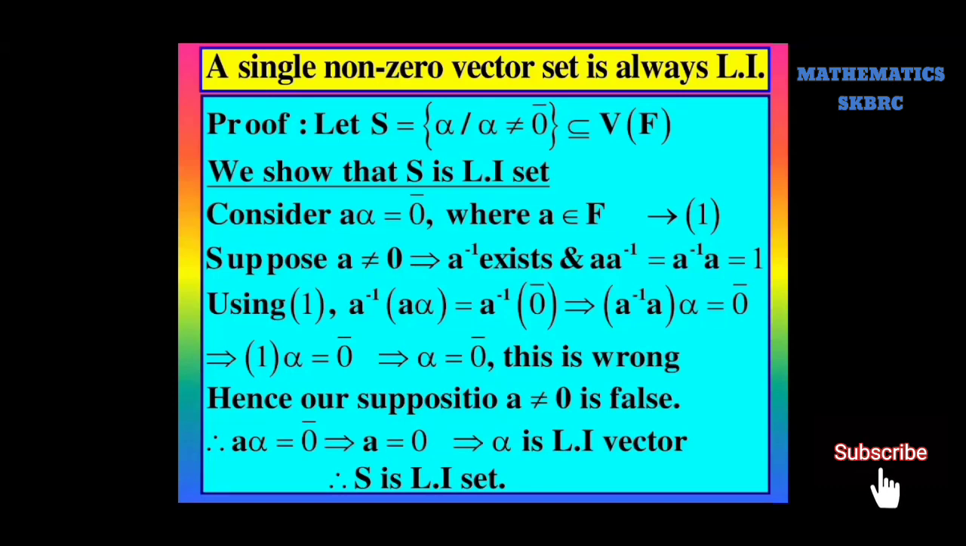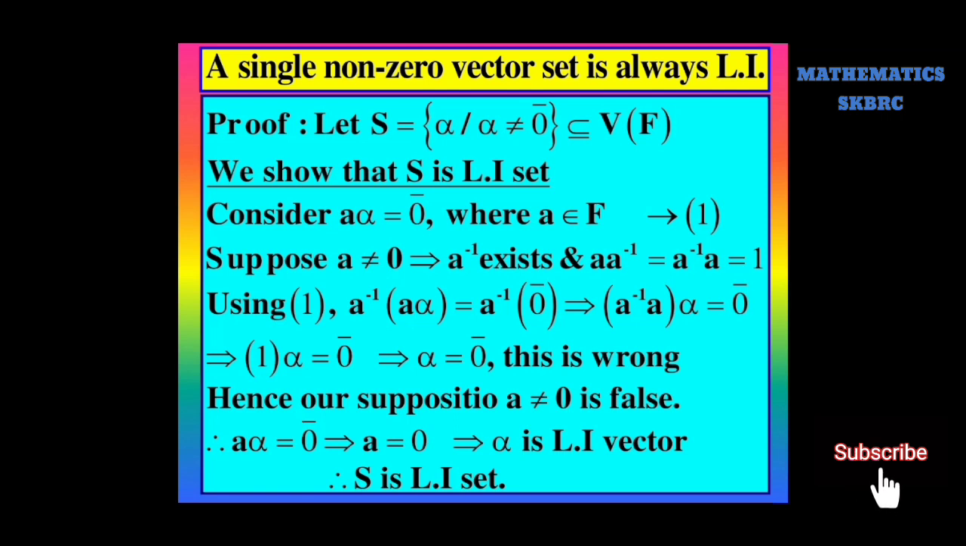Show that a single non-zero vector set is always LI. Let S equal to the set of alpha such that alpha not equal to 0 bar be a subset of a vector space V(F), where F is a field. We show that S is an LI set. S contains only one vector which is non-zero. Consider a linear combination a alpha equal to 0 bar where a is a scalar belonging to F. We prove that a is equal to 0.